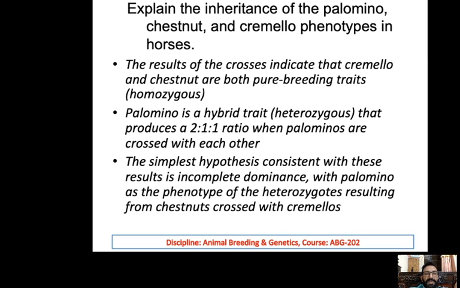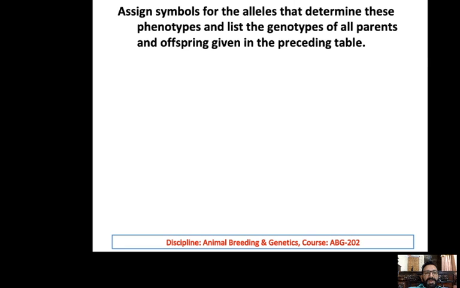The simplest hypothesis consistent with these results is incomplete dominance. So none of the phenotypes is completely dominant over the other, with the Palomino as the phenotype of the heterozygotes resulting from chestnut crossed with Camelo. So this we can explain with the symbols. In the second part of the question, the symbols are CB for chestnut, CW for Camelo. So CB and CW together, they are Palomino.